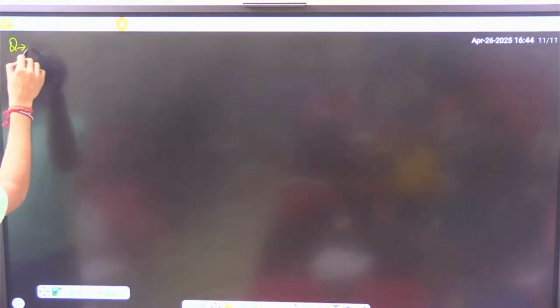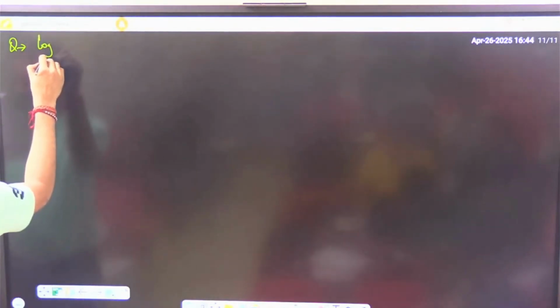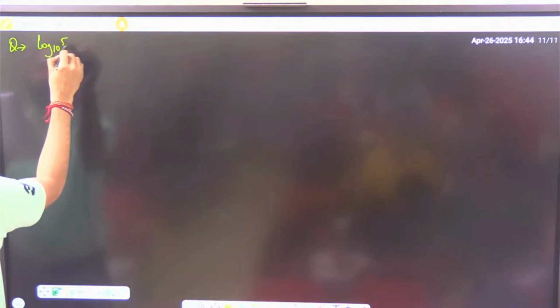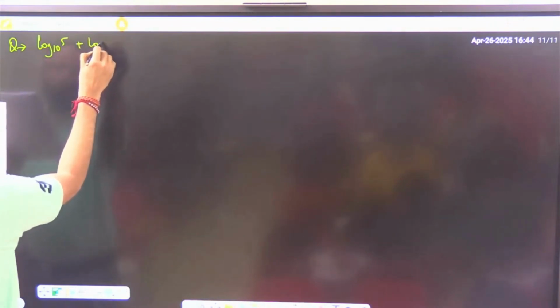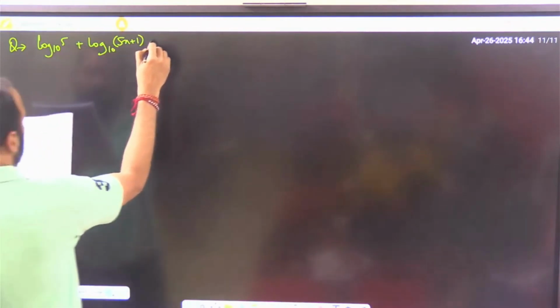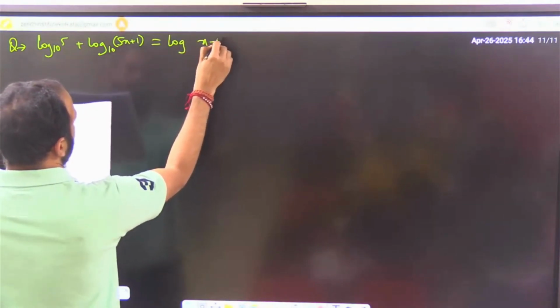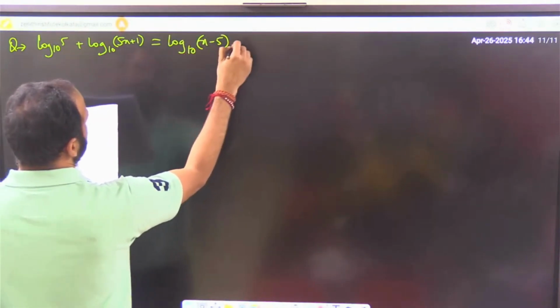Alright, solve for x. Log of 5 to the base 10 plus log of 5x plus 1 to the base 10 is equal to log of x minus 5 to the base 10 plus 1. Solve for x.